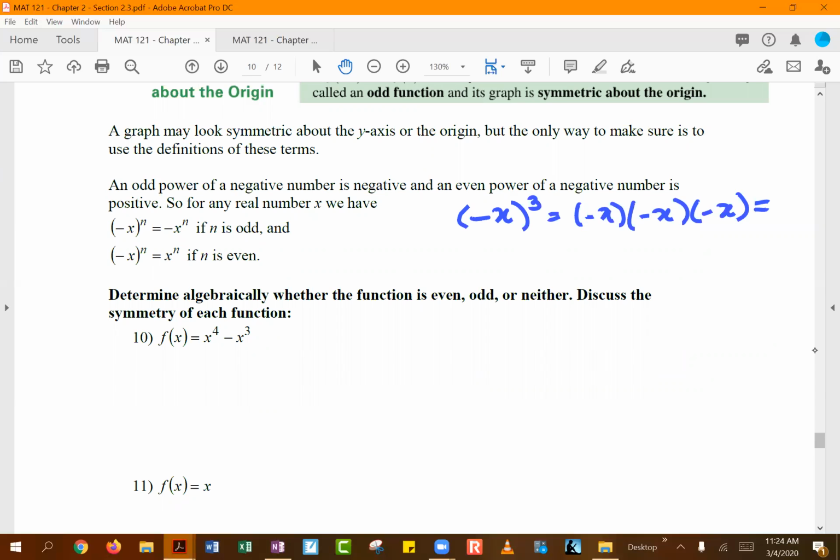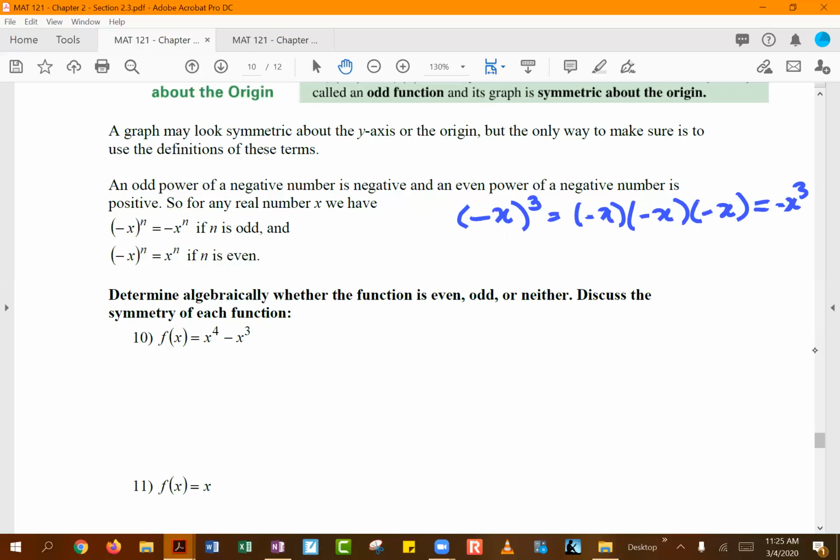Negative? I'm looking for what's after negative. Yeah, you're going to get negative x to the third. So this is what they're talking about. If you have negative x inside and an exponent which is an odd number, so 3, 5, 7, any of those exponents, you're actually going to have a negative sign left behind.